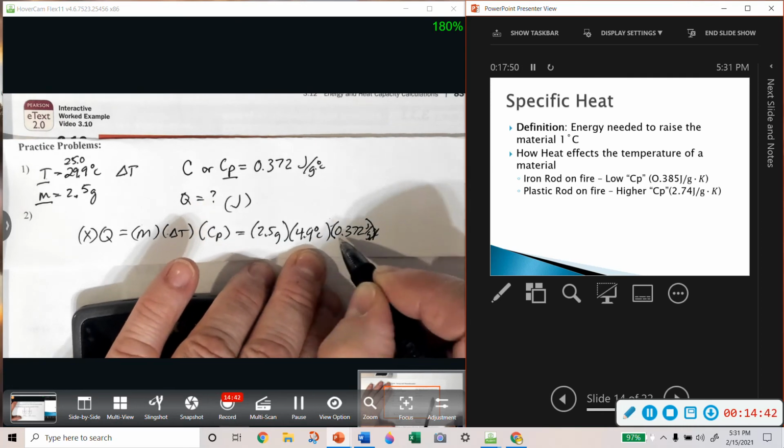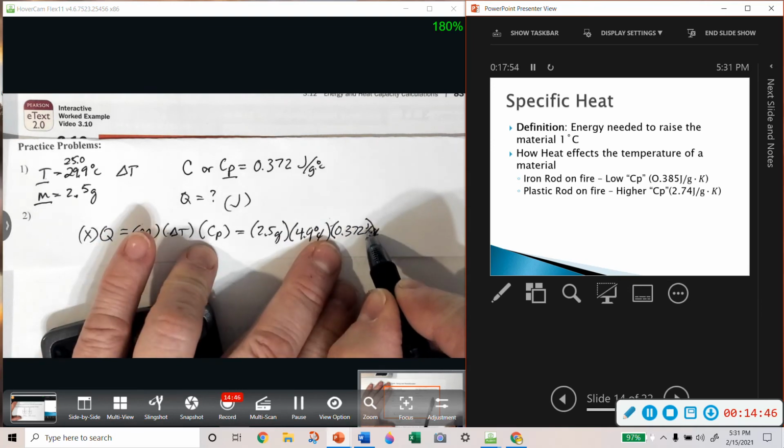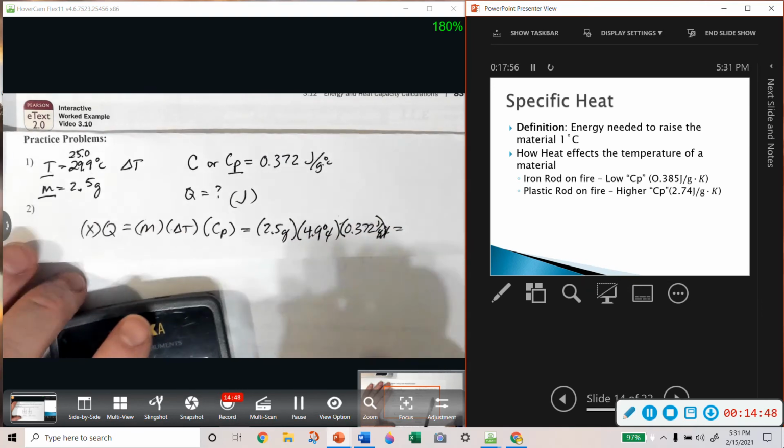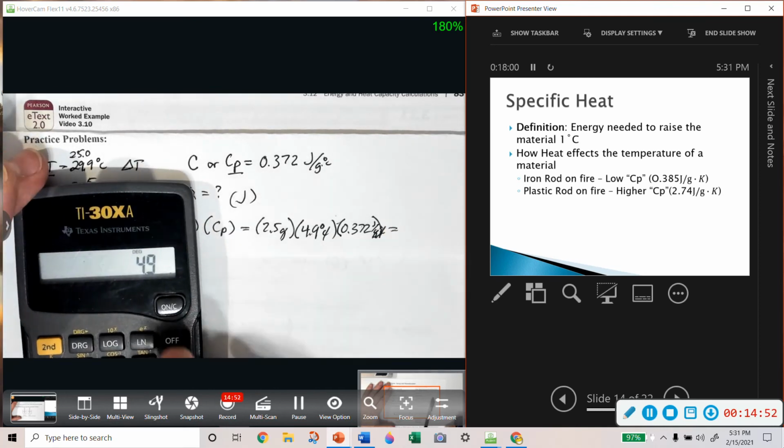And we see the Celsius cancel out, the grams cancel out, and I'm going to have a joule left over on top. So that's perfect. So now all I've got to do is multiply my 3 numbers.